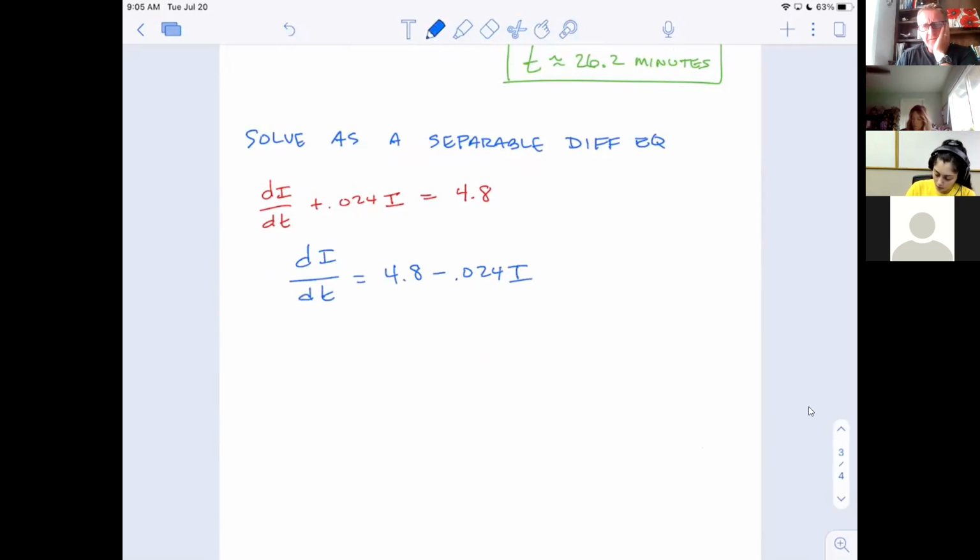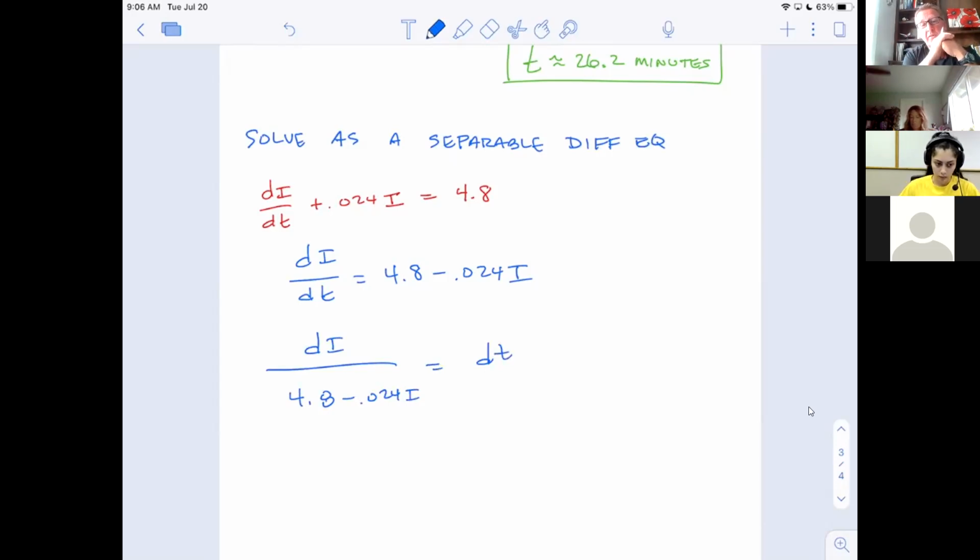You might think your first instinct might be, oh yeah, I can get that 0.024i to the other side by adding it to the other side. But if you did that, when you multiplied by dt, that 0.024i would get multiplied by dt as well. The only way you can actually separate this is to divide both sides by 4.8 minus 0.024i and multiply both sides by dt. That's what you'd have to do to separate it.